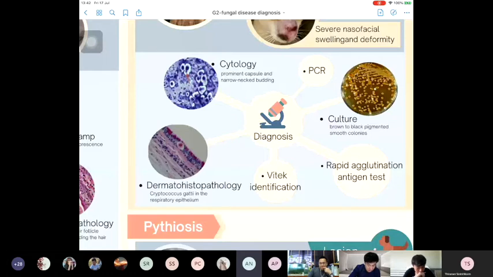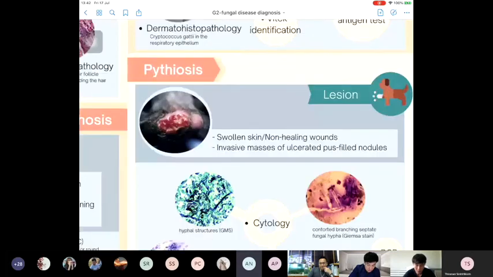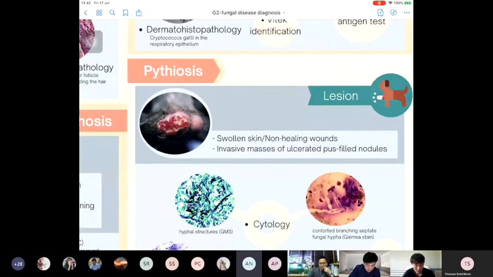And the last one, pythiosis. Lesions of pythiosis are swollen skin, non-healing wounds, invasive masses of ulcerated pustule nodules, draining tracts, and tissue necrosis. There are also symptoms of this disease, which are fever, vomiting, diarrhea, regurgitation, long-term weight loss, and abdominal mass.